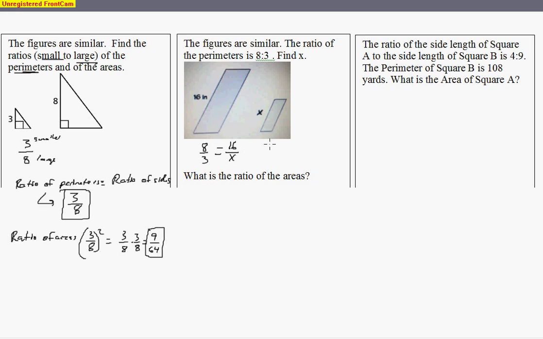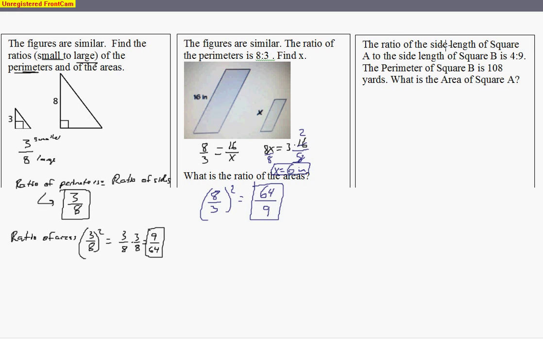And then I just cross multiply. 8x equals 3 times 16. Again, notice I didn't multiply the 3 and the 16 because I see a common factor. I see 8 goes into 16 2 times. That allows me to multiply the 3 and the 2 together and get 6. So 6 inches. That is the value of x. And then they ask, what is the ratio of areas? Well, the ratio of areas is 8 to 3 squared. And so it's going to be 64 over 9. So let's take a look at the next one.